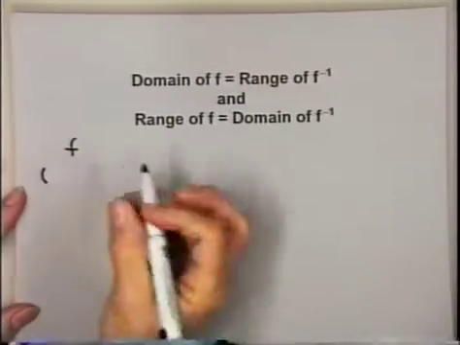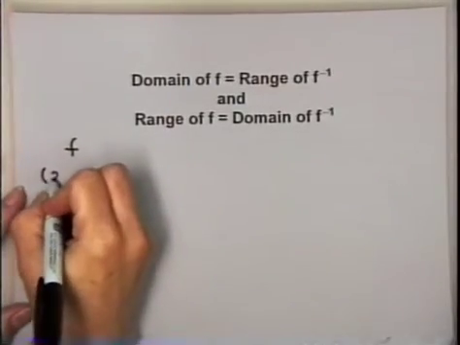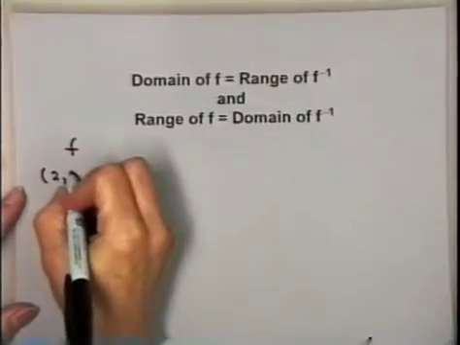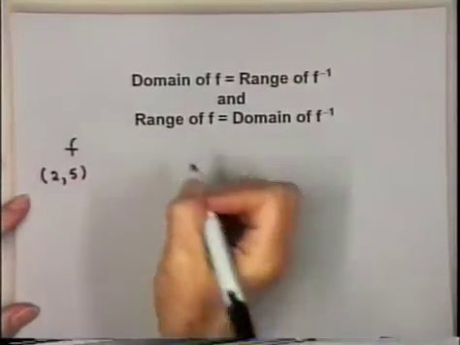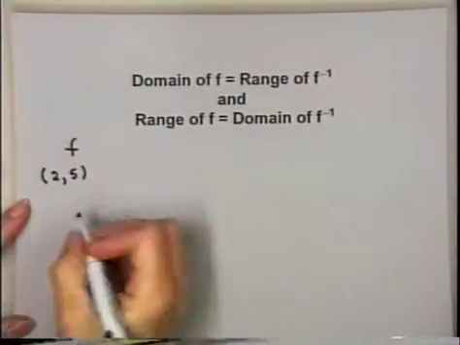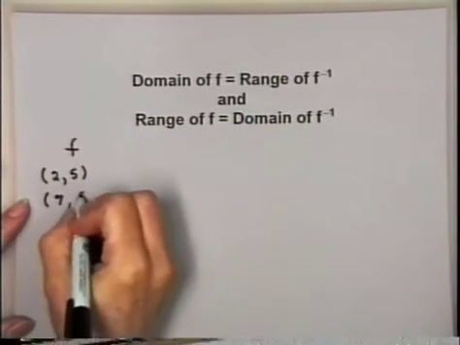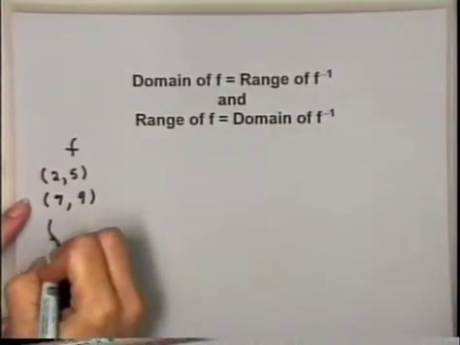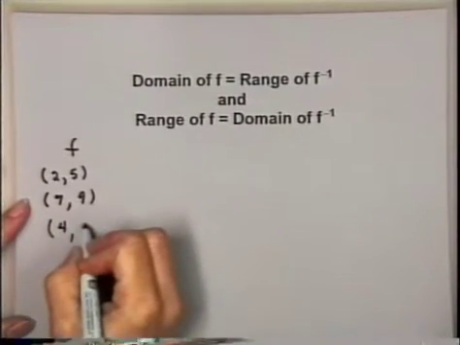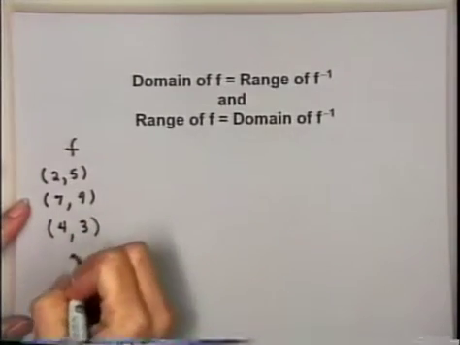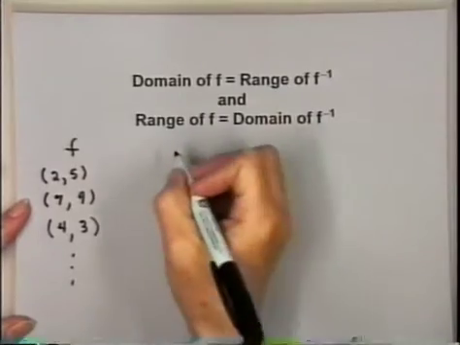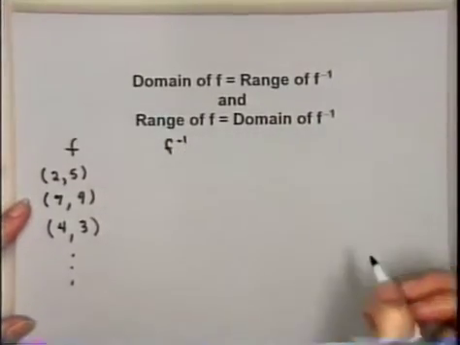If I input some numbers, let's say I input 2 into f and I get 5. We're not going to particularly put a rule up here, we're just going to do a what if. What if I put 7 into f and I get 9? And let's say I put 4 into f and get 3, and so on. What is f inverse going to do?